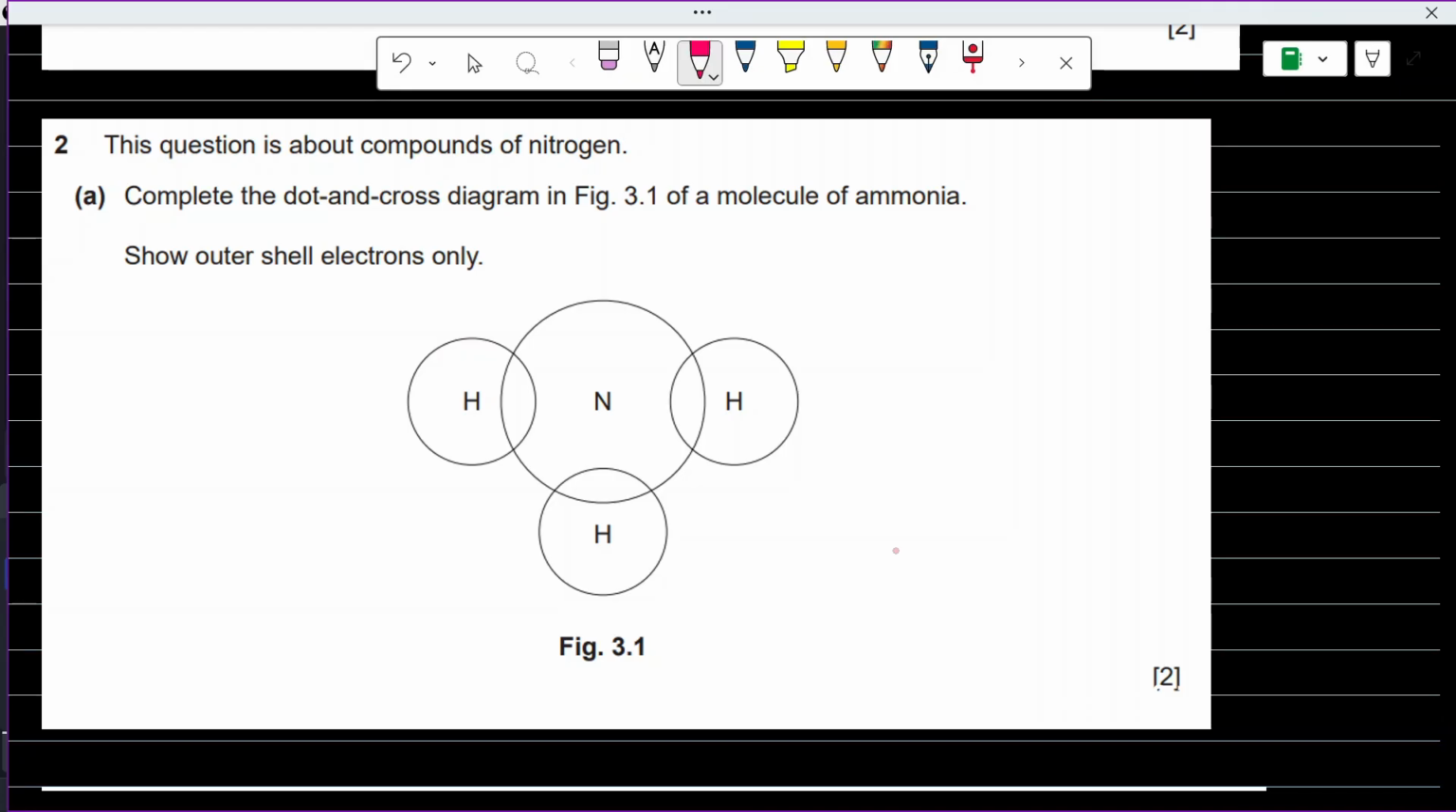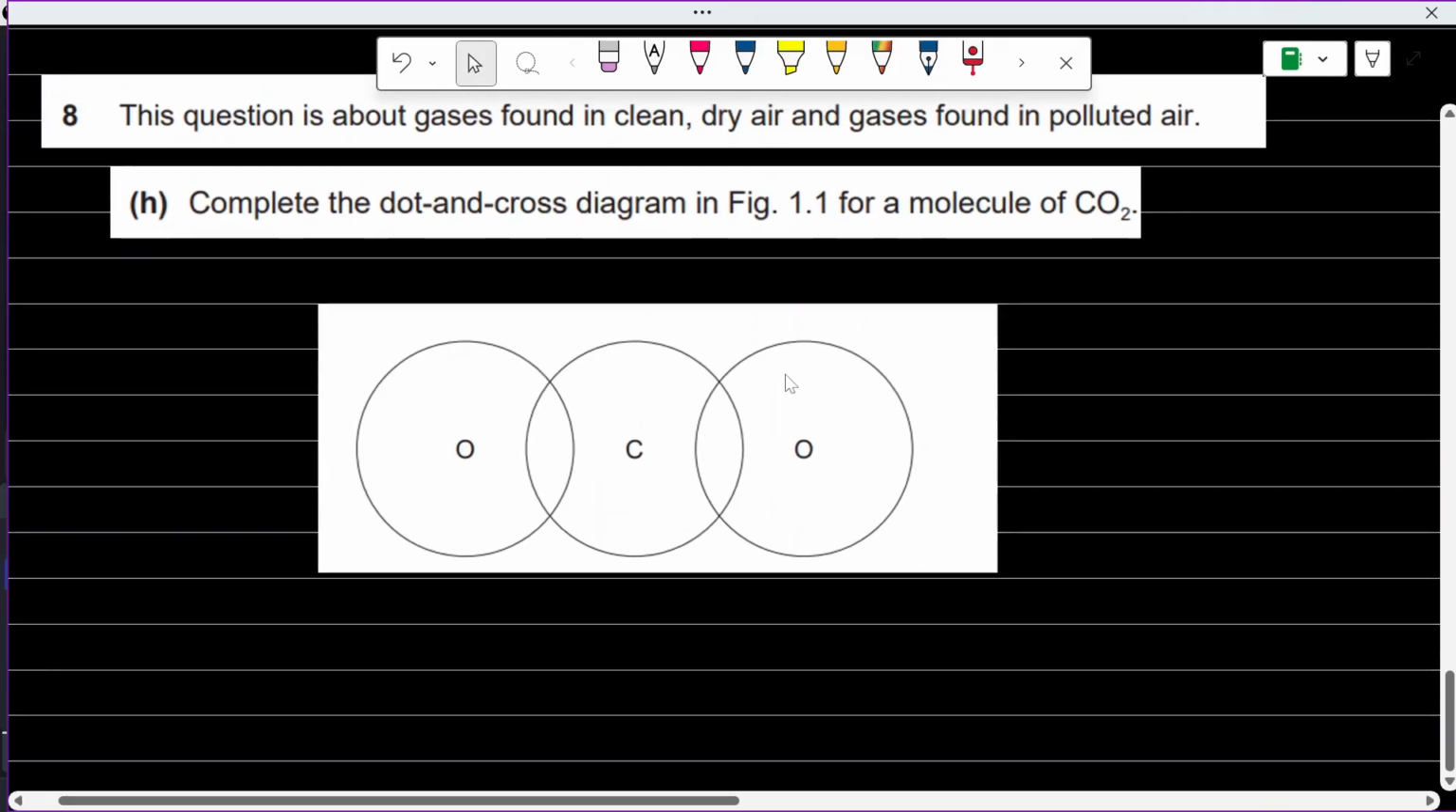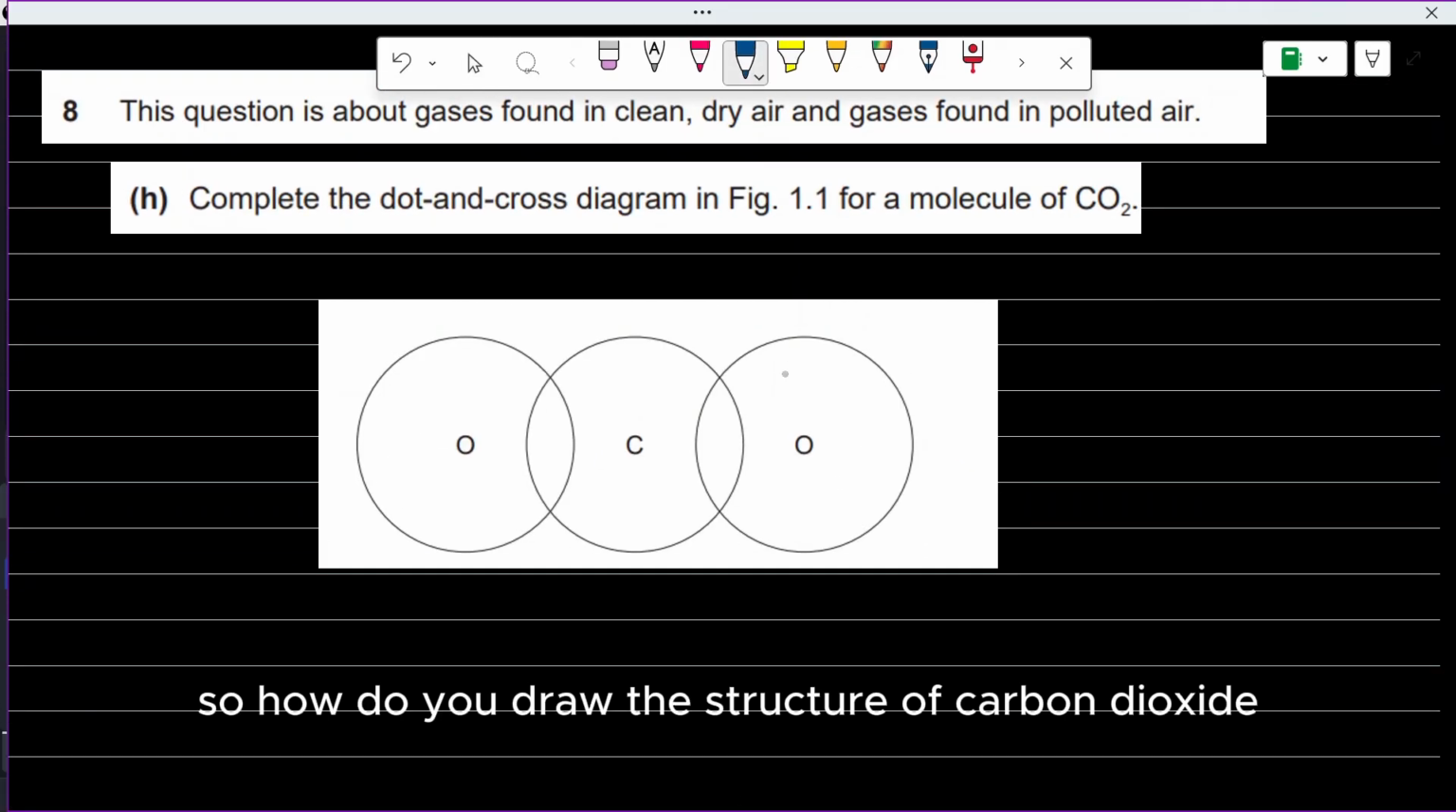For ammonia, you see nitrogen has an atomic number of 7 and hydrogen has an atomic number of 1. So nitrogen belongs to group 5, so 2 and 5. So I'm going to draw 5 electrons for nitrogen, 1, 2, 3, 4, 5. And now I need to draw for hydrogen, 1, 2, and 3. So ammonia. Carbon dioxide. So how do you draw the structure of carbon dioxide?